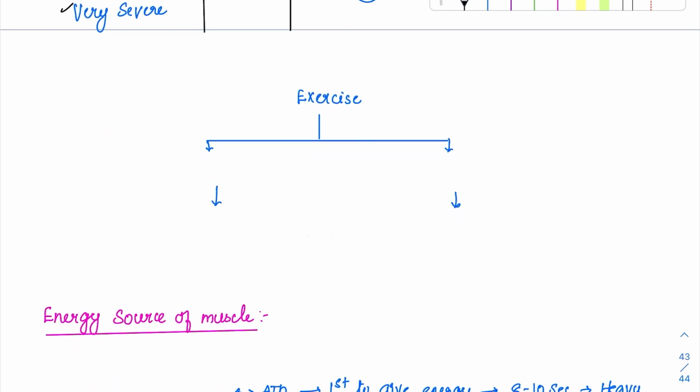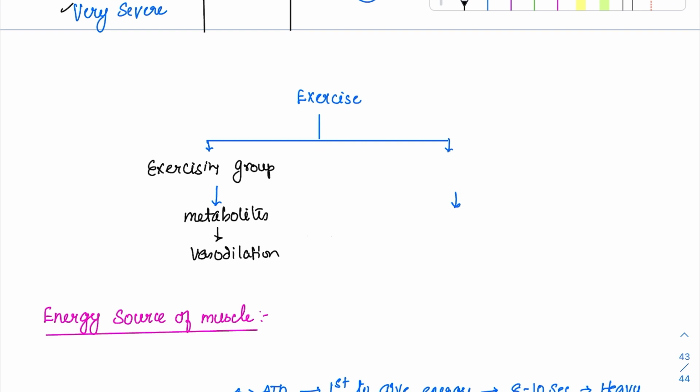Whenever a person is exercising, there are groups of muscles present. So one is the exercising group. In the exercising group, what is happening? There is accumulation of metabolites, so it will cause vasodilation. So there can be a decrease in BP.